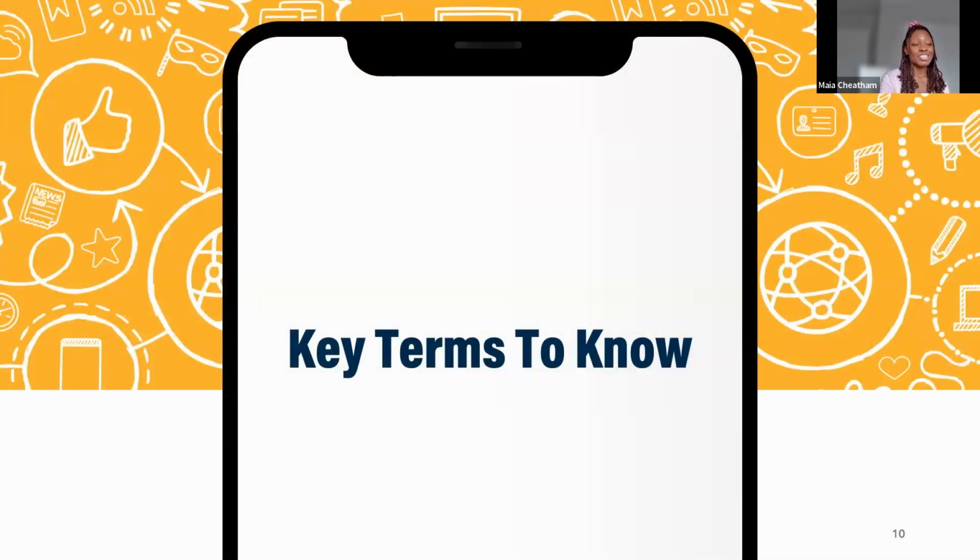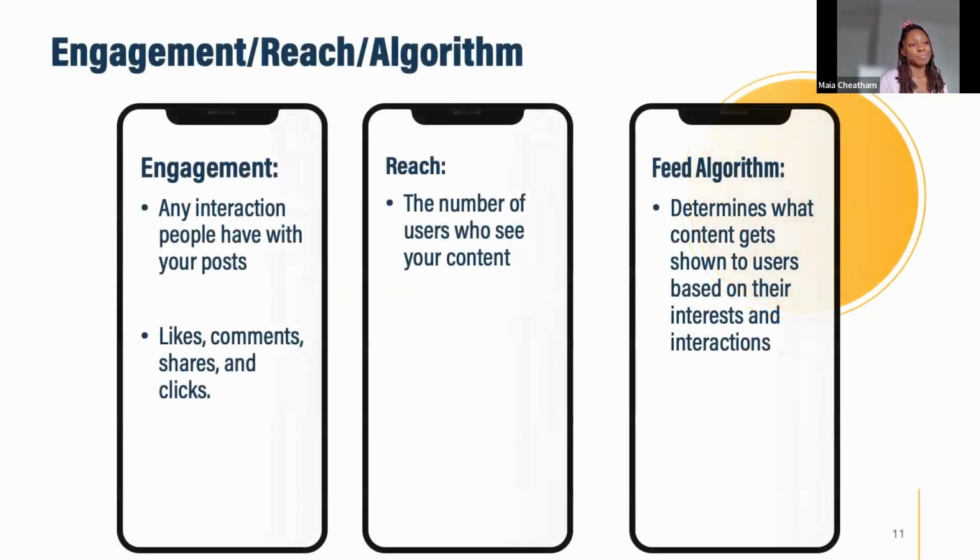Okay, key terms to know. It wouldn't be right if we didn't dive into some important definitions, so let's get started. Engagement. Now, we'll use this term often. Engagement is the interactions, likes, comments, shares that people have with your posts. This is very important when it comes to the algorithm that we'll dive into later.